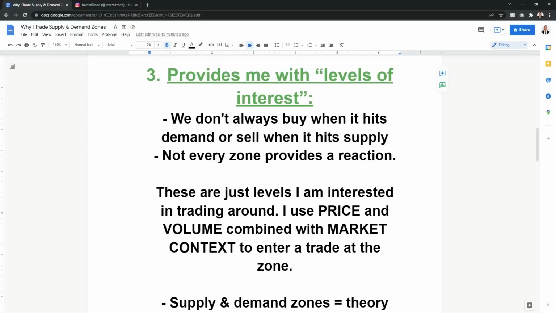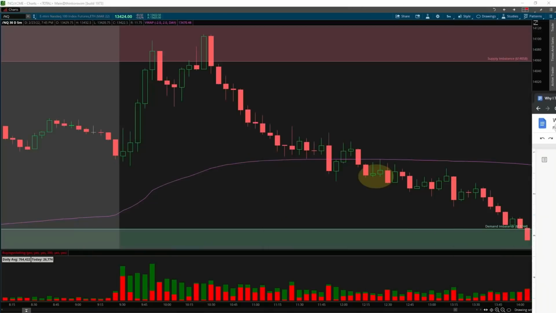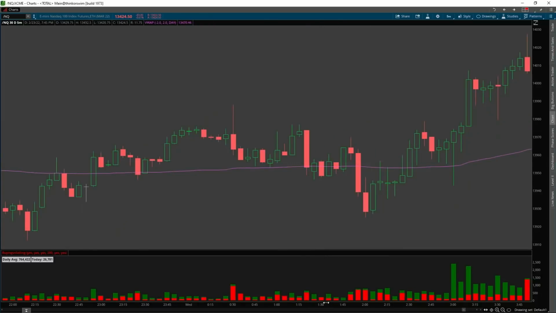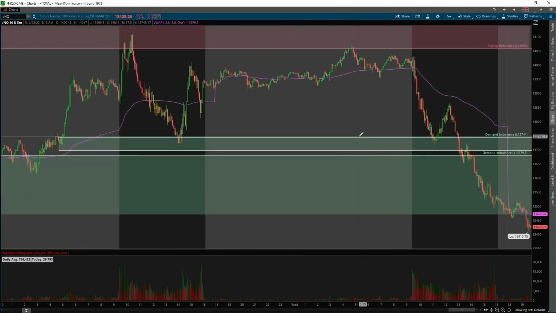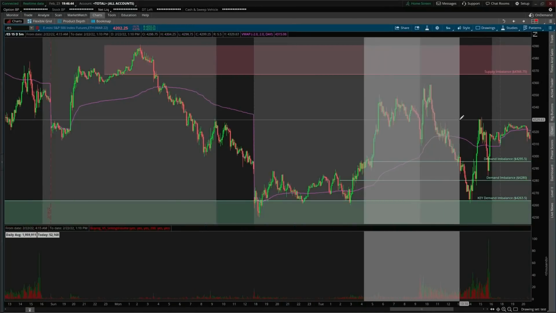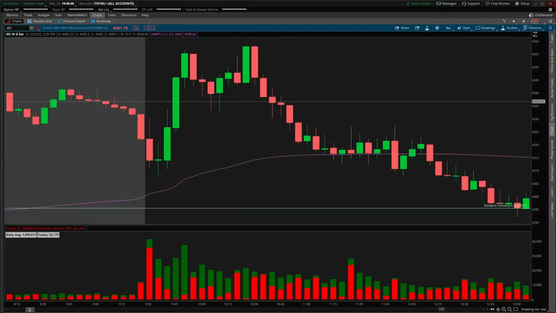I use price and volume combined with market context to enter a trade at a zone. I cannot say how key that is. I don't enter randomly when it hits a demand zone. For example, let's go to today's action. At the time I'm recording this, we'll use the S&P 500. We had a demand zone right here. This is why we don't buy when it solely hits demand. We must use price and volume to confirm it.